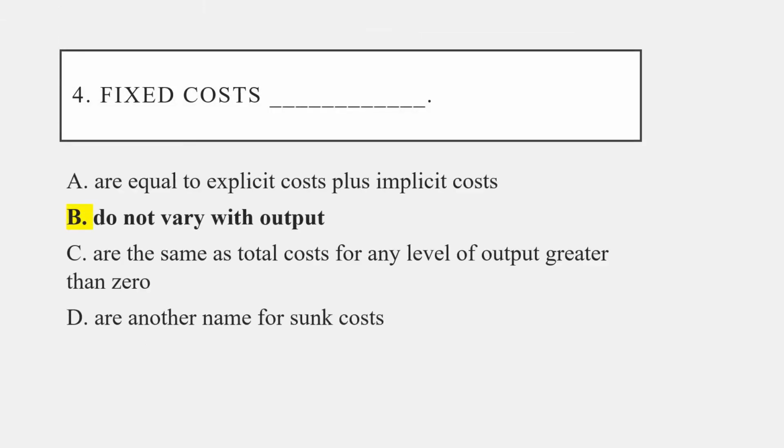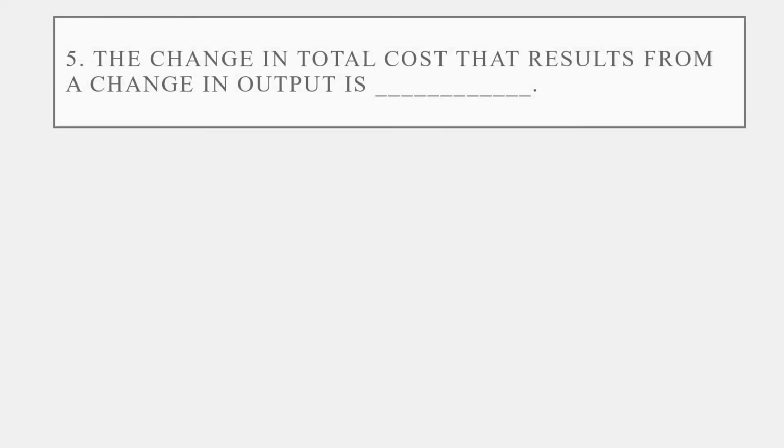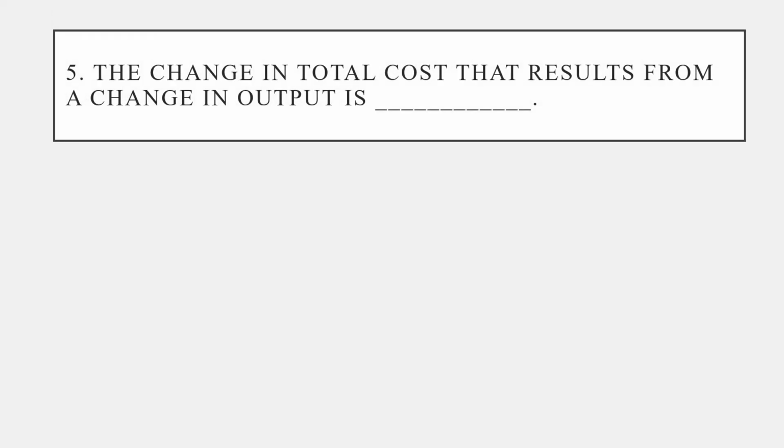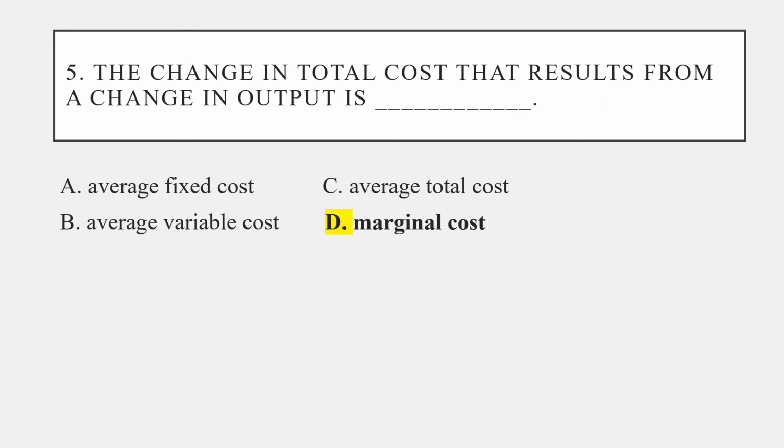Because B does not vary with output. 5. The change in total cost that results from a change in output is marginal cost. This is because MC equals the change in TC divided by the change in Q.